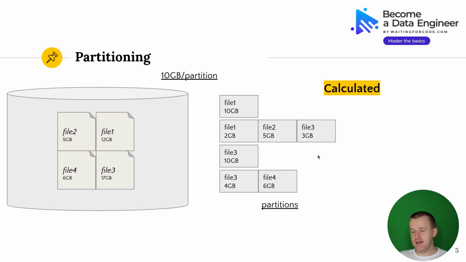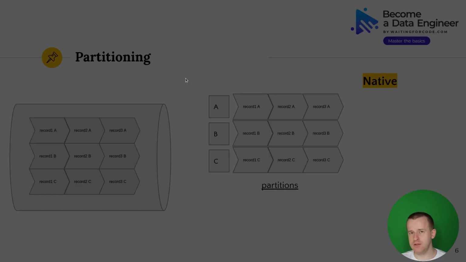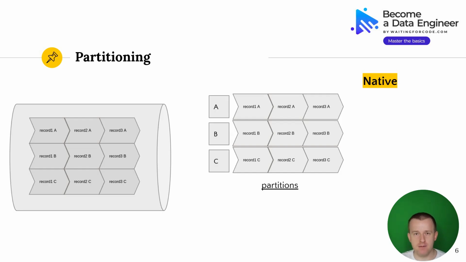So I put that this partitioning is calculated because it's you who define the 10 gigabytes per partition. But you will see next that it's also something natively provided by several data sources. So here we have a distributed data processing example, reading data from a streaming broker. A streaming broker is often composed of multiple partitions composing a much more global entity like a topic.